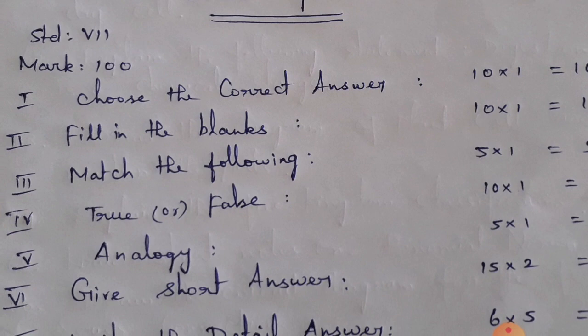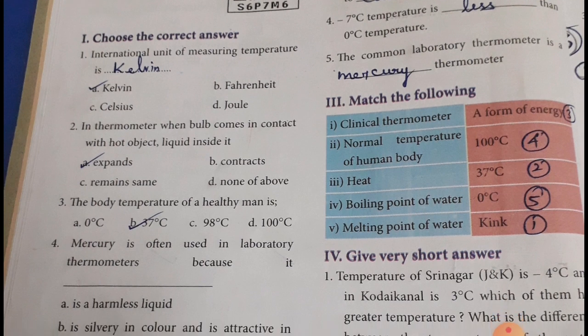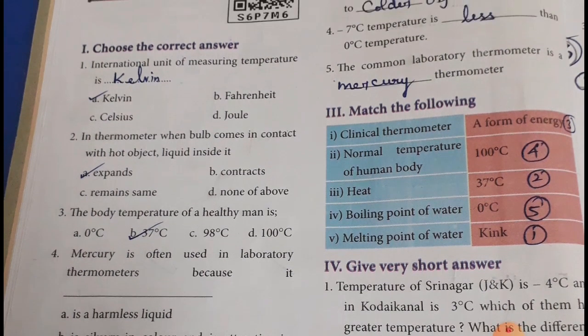Now let's move to the first unit, children. Yes, take your science book, all of you. Yes, children, take your first unit. Okay, heat and temperature. This is your first unit. Choose the correct answer. First one, international unit of measuring temperature is option A, Kelvin.